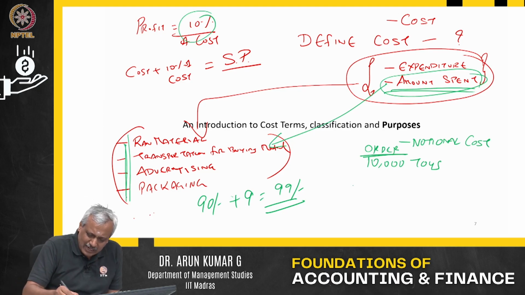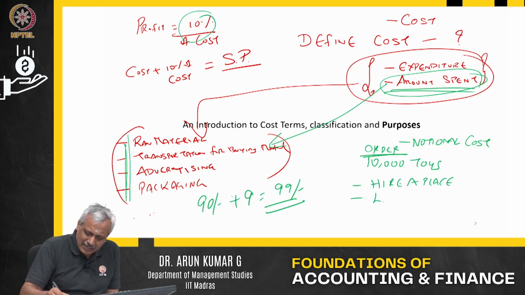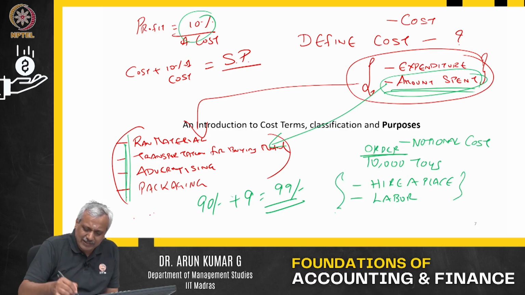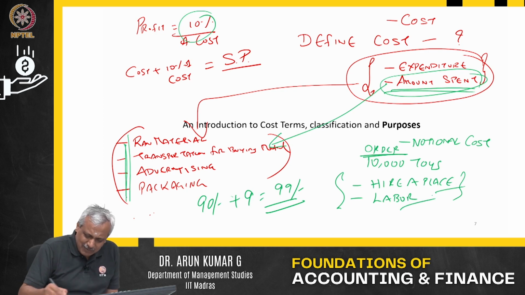I first hire a place to manufacture, because I do not want to be using my home to manufacture this. Then I hire labor to manufacture. These two basic aspects I hire, and then I manufacture the toy. And then I realize I have to pay for the place, I have to pay for labor, and I see my cost coming to 130 rupees.